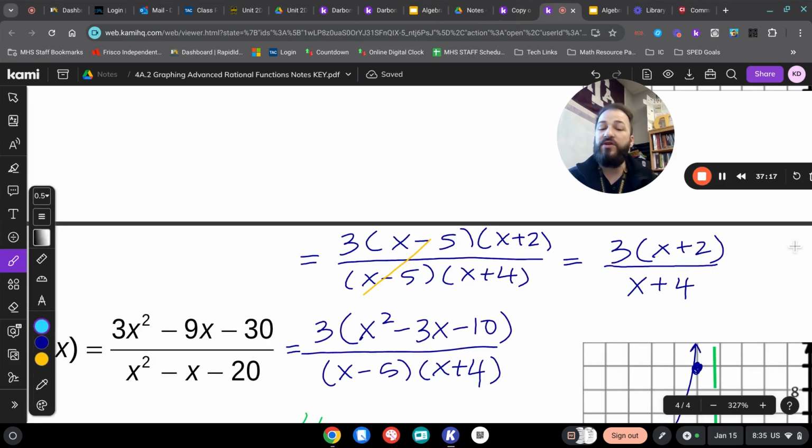All right, y'all. So hopefully you took that 3 out on top. So we got 3 times x squared minus 3x minus 10 over x minus 5 times x plus 4. Then on top, that x squared minus 3x minus 10 does factor into x minus 5 and x plus 2. Those x minus 5s are going to cancel out. So we get the simplified fraction of 3 times x plus 2 over x plus 4. Okay, so now that we should all have the same function, I want you to use that function to go ahead and find all of our key features for this one.